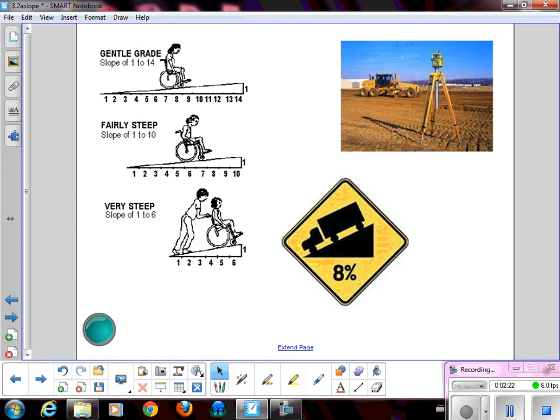Also, if you notice another picture here, at the top we have a gentle grade, a fairly steep, and then very steep. But notice when they're talking about grade, they also have the word slope in there. So again, slope and grade are kind of interchangeable.